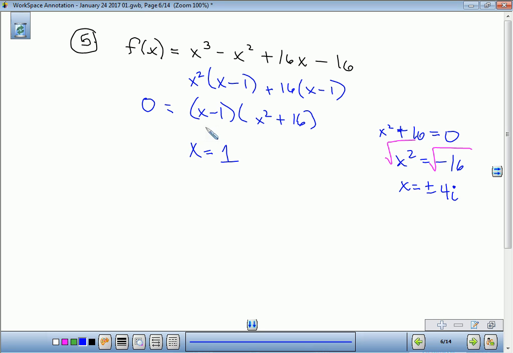All right, so this line right here is completely factored in the set of integers. And then when we take the second factor, set it equal to 0 and solve, we end up taking the square root of negative 16, which is imaginary. It has to be negative for you to do this. It has to be subtraction. You can't do addition.